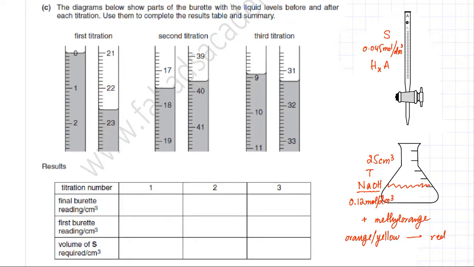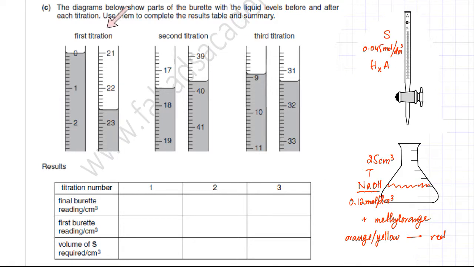In the next part C of the question, the diagram below shows part of the burette with liquid levels before and after each titration, using them to complete the results table and summary. So we're basically titrating using this acid. This acid is falling into this alkali and it's neutralizing it. And we want to figure out the volume of the acid that's being used. We know the concentration. We want to know what volume of acid actually falls into this alkali.